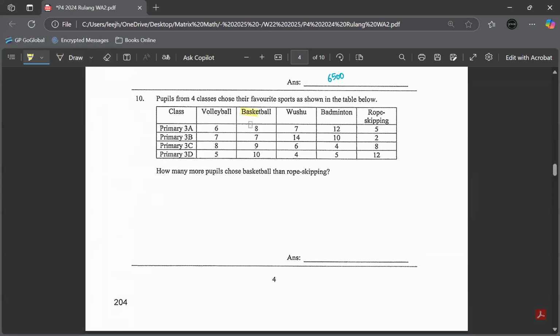Basketball is here. Rope skipping is here. So I'm looking at this one and this one. I need to find the total for these two groups. Okay, so basketball first. Basketball is just write B.